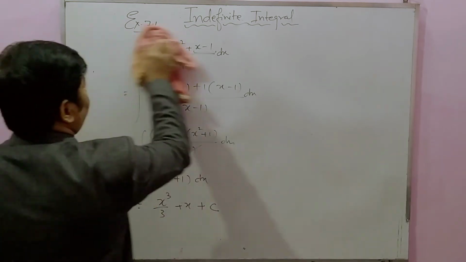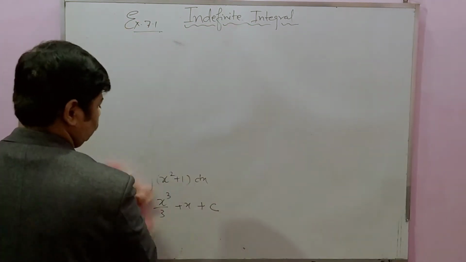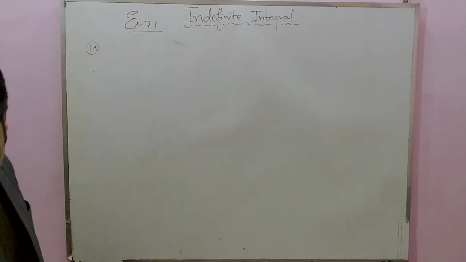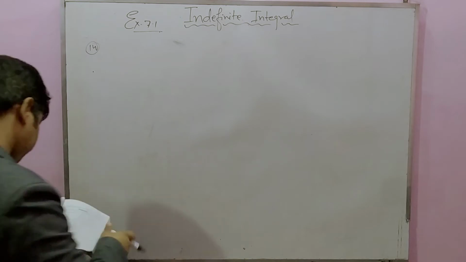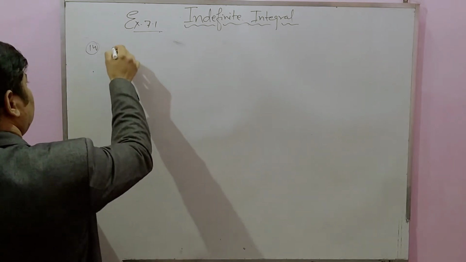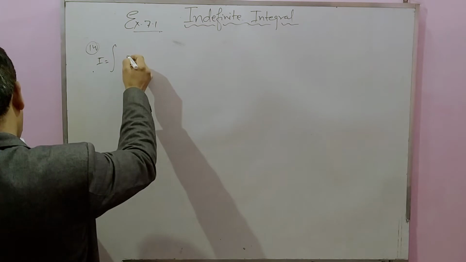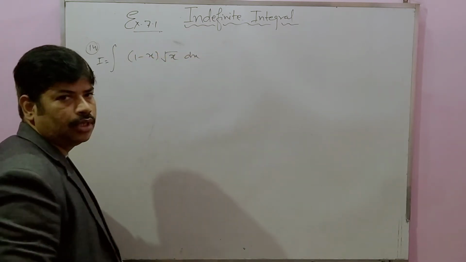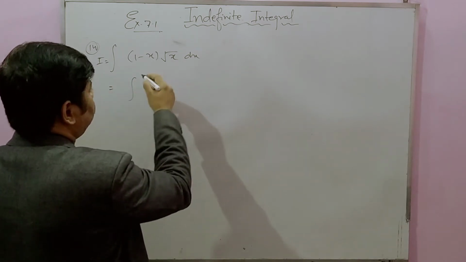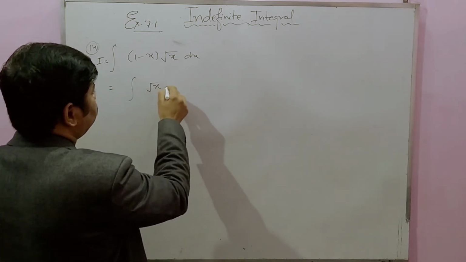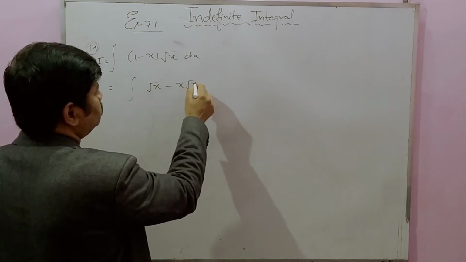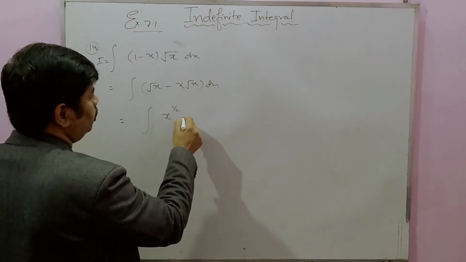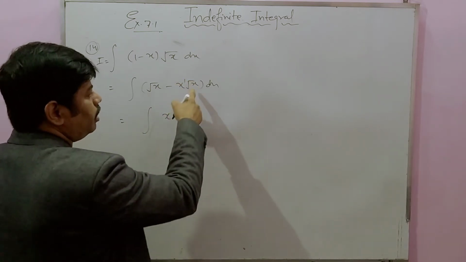Now question number 14. Question number 14 is: let I equal to the integration of (1 minus x) root x dx. First of all, we have to multiply in the bracket, so root x minus x root x dx. We can write root x as x to the power 1 by 2, and this x is the power of 1, this is the power of half.